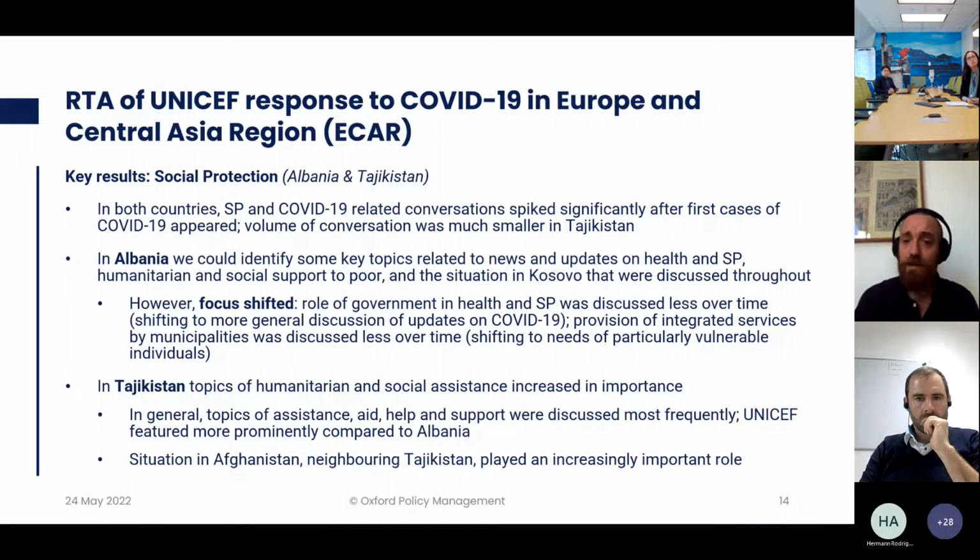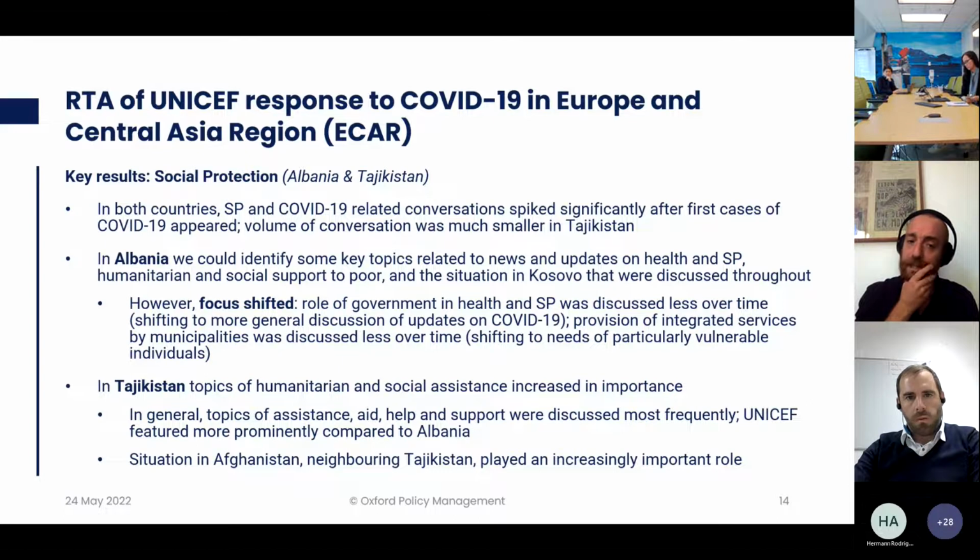In Tajikistan, we saw that topics of humanitarian and social assistance increased in importance. We saw topics of assistance, aid, help, and support, and that they were discussed more frequently over time. And actually, in Tajikistan, UNICEF in that conversation featured more prominently compared to Albania. And then also what we saw is that the situation in Afghanistan played an increasingly important role over time.